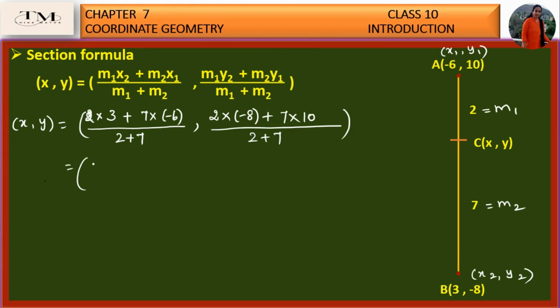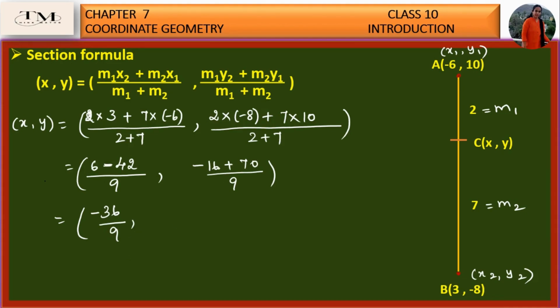So 2 into 3, 6 minus. Why minus? Here minus sign and plus sign. So plus into minus is minus. So 7 into 6, 42 divided by 2 plus 7 is 9. Comma 2 into minus 8 is minus 16 plus 7 into 10, 70 divided by 2 plus 7 is 9. So 6 minus 42. So you will get negative 36. So you have to find out the difference and put the sign of the bigger number. So it is minus 36 divided by 9.